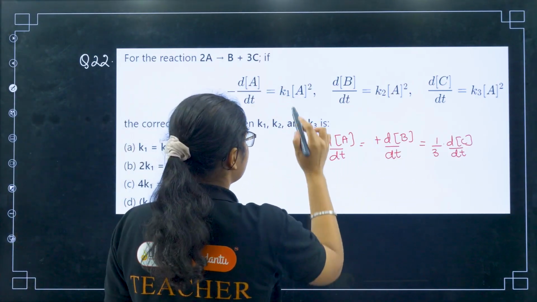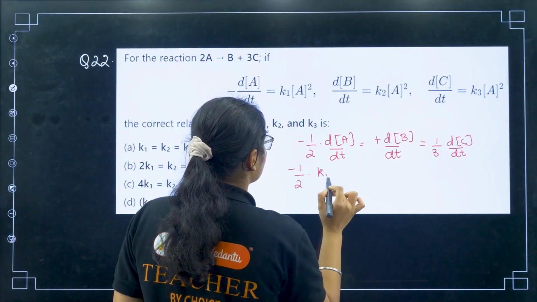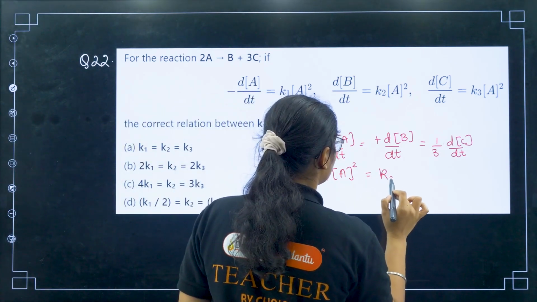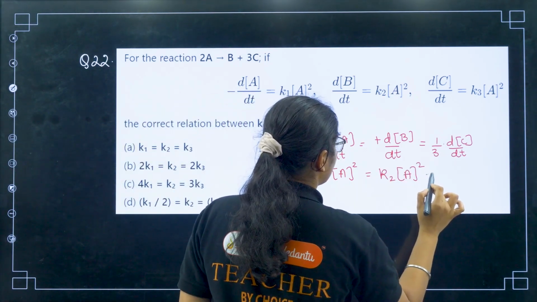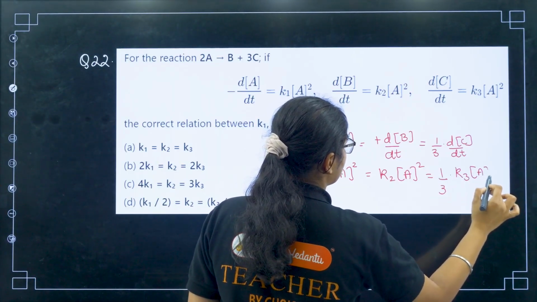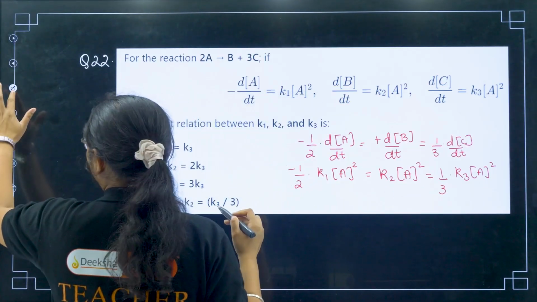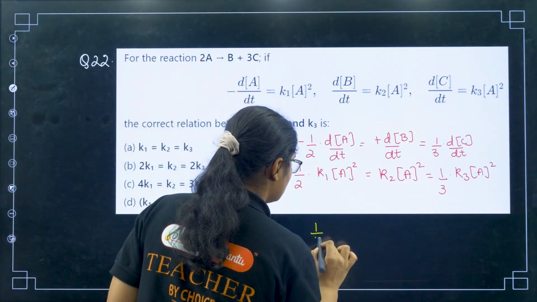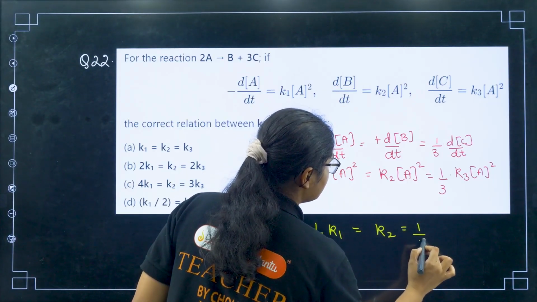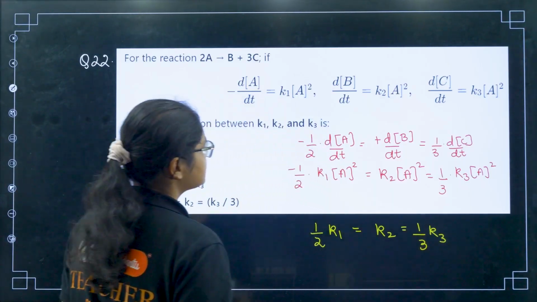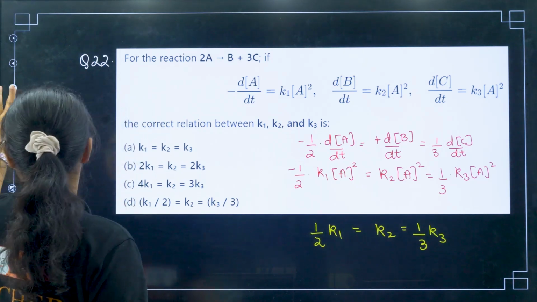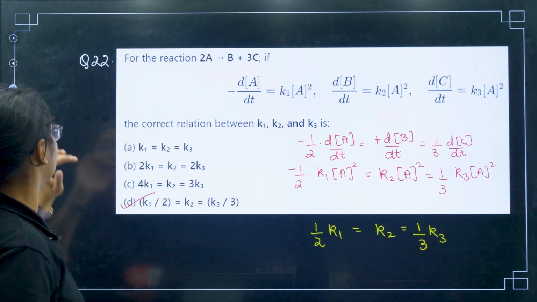Now dA by dt equal to what? Minus 1/2 K1 into A square. Then dB by dt equal to K2 into A square, and 1/3 dC by dt equal to K3 into A square. Now A square will be cancelled in all the cases. So 1/2 of K1 equal to K2 equal to 1/3 into K3. So what is the relation here? You can see K1/2 is equal to K2 equal to K3/3. So the correct answer for this question will be option number D.